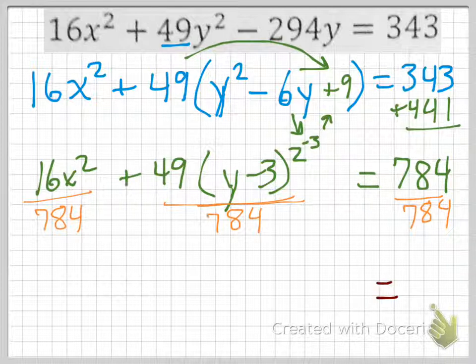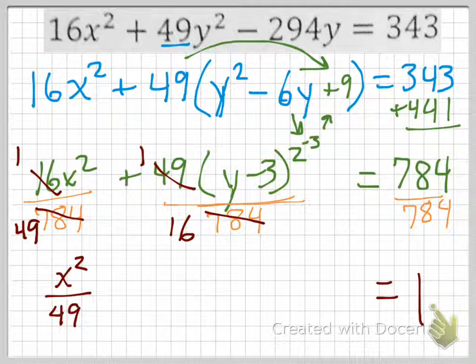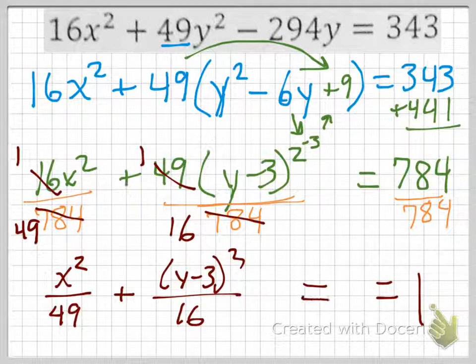then on our right side we're going to get 1, and on our left side 16 goes into 784 49 times. 49 goes into 49 once, goes into 784 16 times. So we're left with x squared over 49 plus y minus 3 squared over 16. Oops, already got that equals. Alright, and that's our final equation.